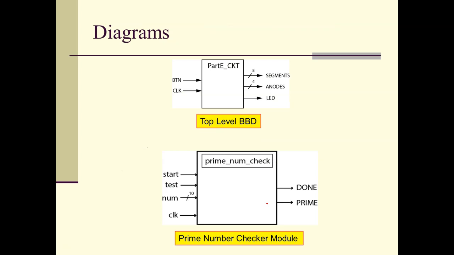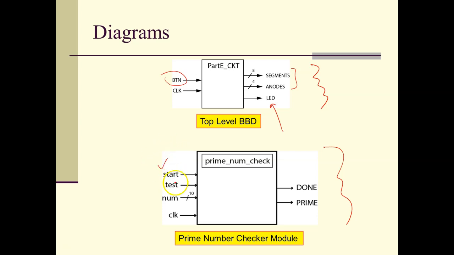So this is your top level circuit, and you can see it has the stuff that's used to drive the 7-segment display, and then there's your blinking LED. The only inputs are a button which starts the process and a clock signal. This is the prime number checker device, and it has a couple interesting inputs here. We'll look at the associated state diagram in a second.